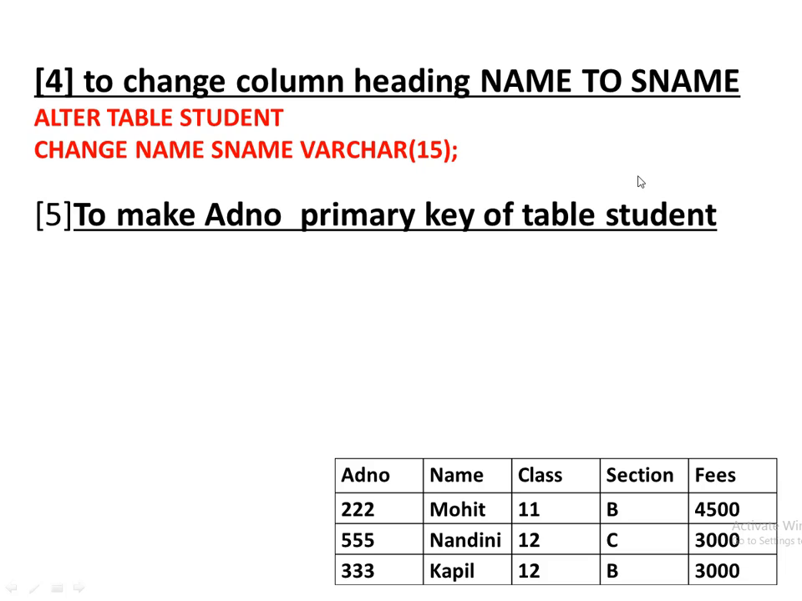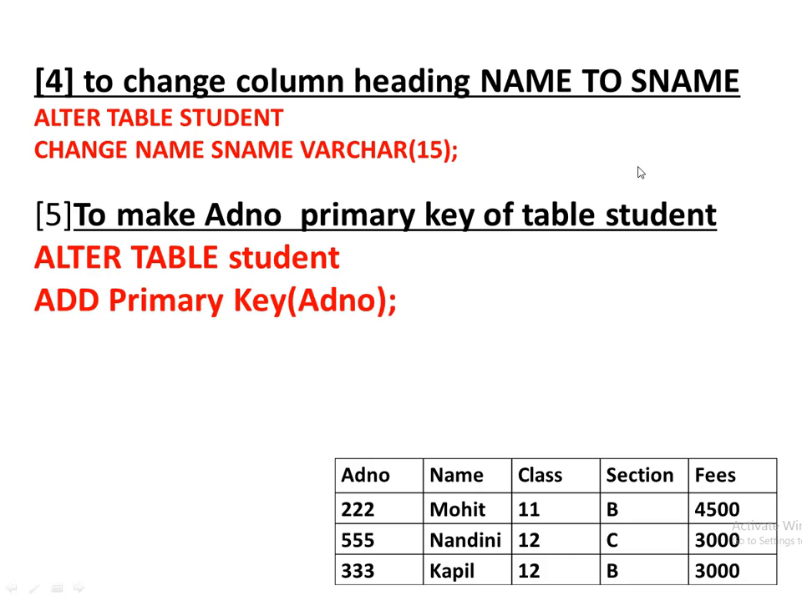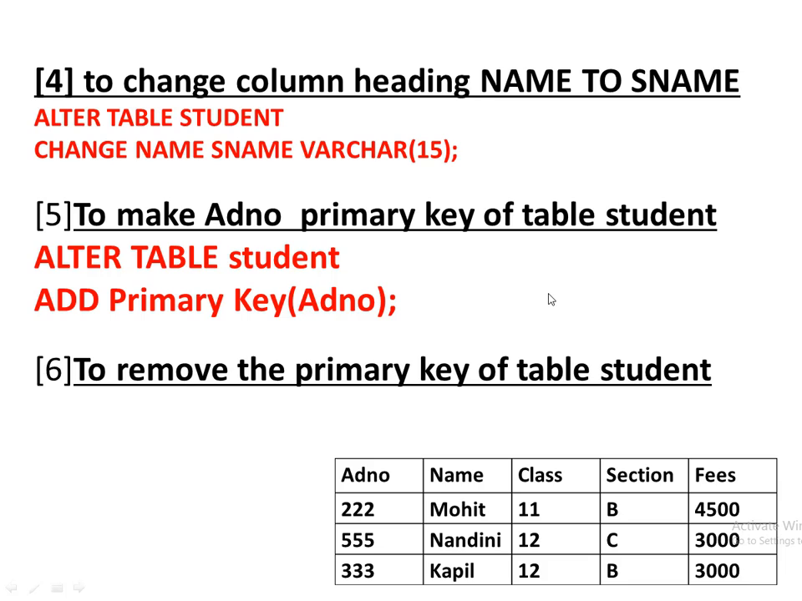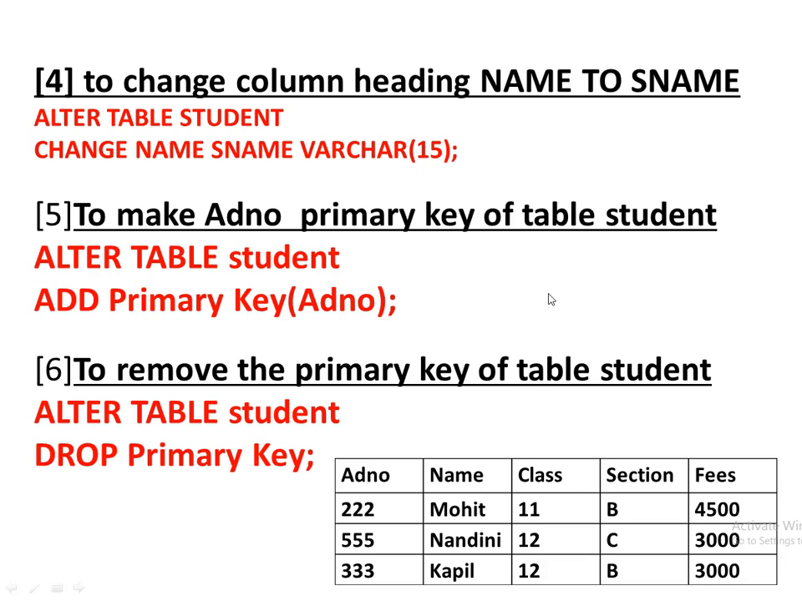To make ADNO primary key of the table student, alter table student, add primary key, and then I will mention the name of the column which I want to make primary key. To remove the primary key of the table student, alter table student, drop primary key.